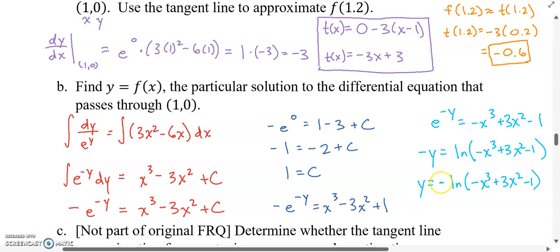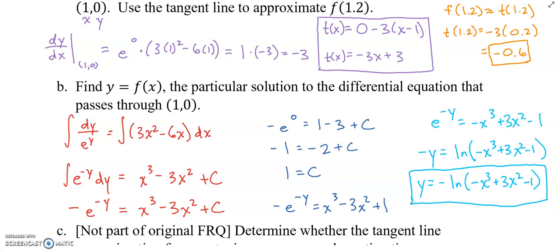If you want to get fancy, you can start pulling this negative 1 in as an exponent of the argument, and then you could say it's the natural log of 1 over this cubic. A lot of people like to do that just because they like to show off about their natural log properties, but I would say the more you mess with your answer, the more likely you're going to make a mistake, so I would just leave it like that. And those two parts were the entire original FRQ on this AP exam.